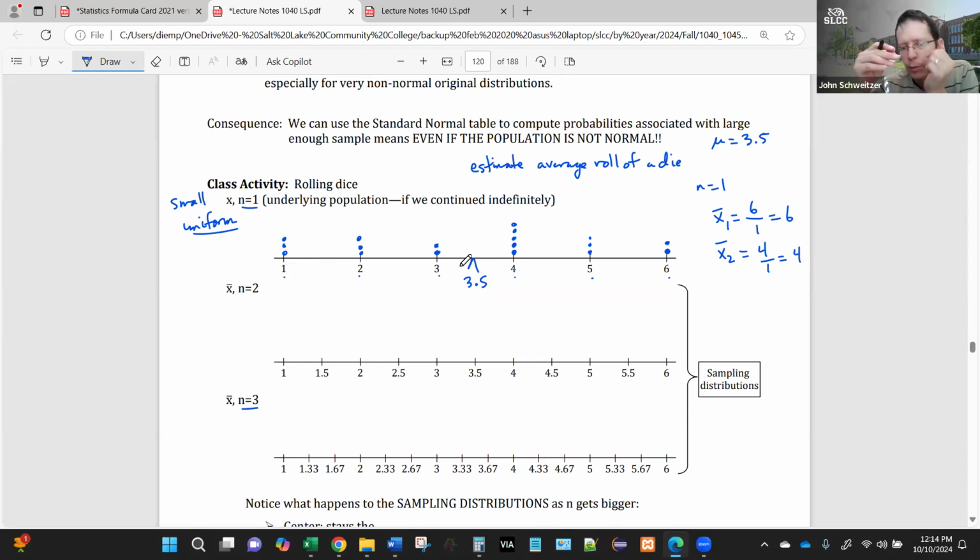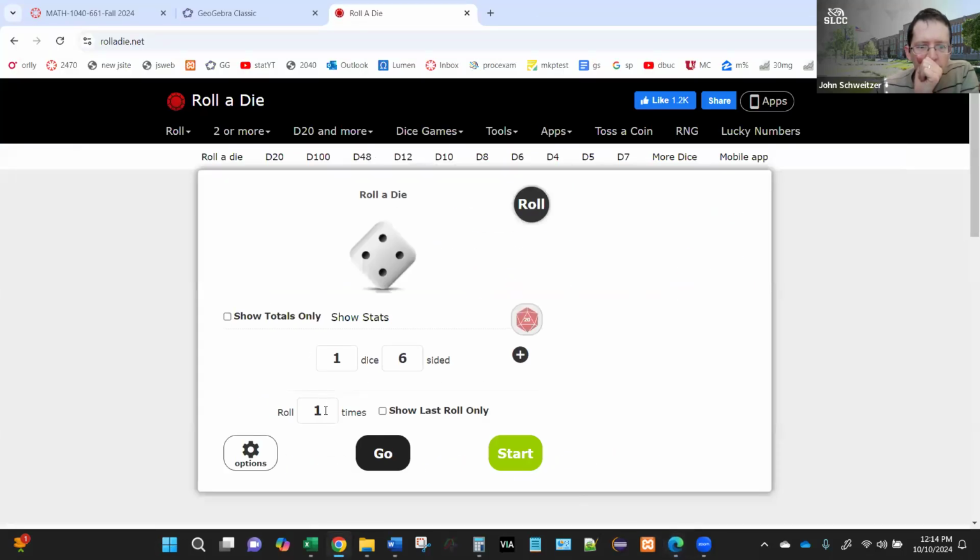Maybe a little bit higher, a little bit lower, but that's just because we have a fairly small sample size here. Okay, so let's make the samples a little bit bigger, right? So now we're gonna roll 2 dice. Okay, so go back to the website and let's see.